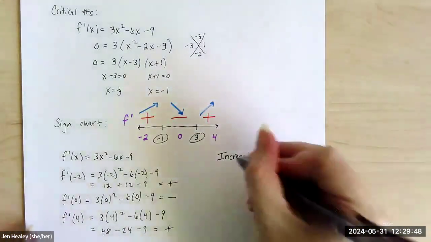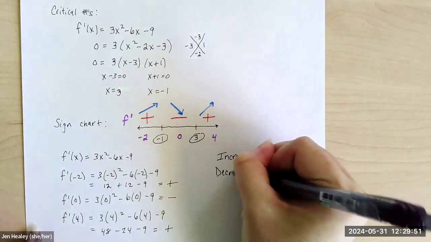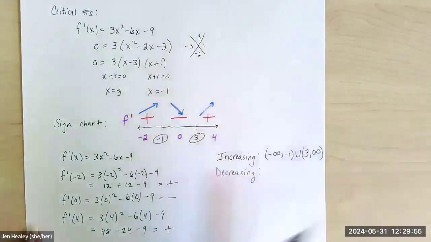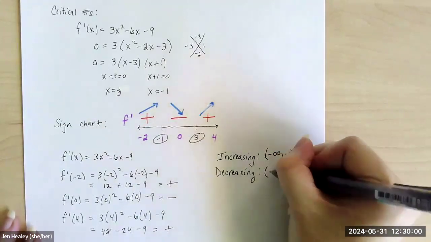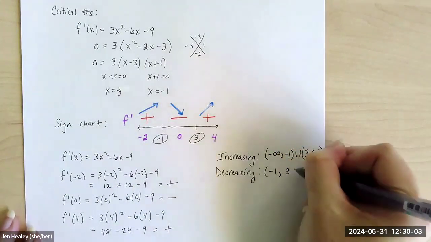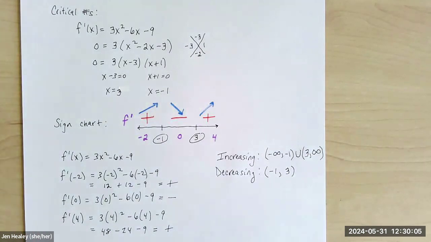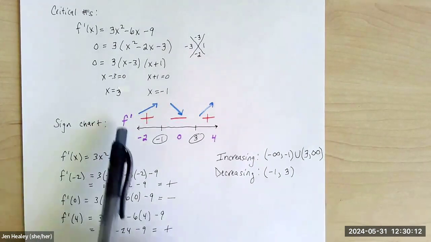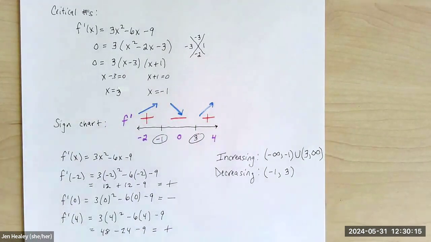And then we also want to put where it's decreasing. We only have one interval where it's decreasing, and that's between the -1 and the +3. So we use the derivative in order to do the sign chart, because when the derivative is positive, that means the function's increasing. And when the derivative is negative, that means the function is decreasing.